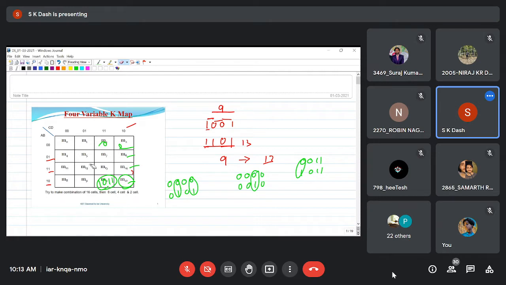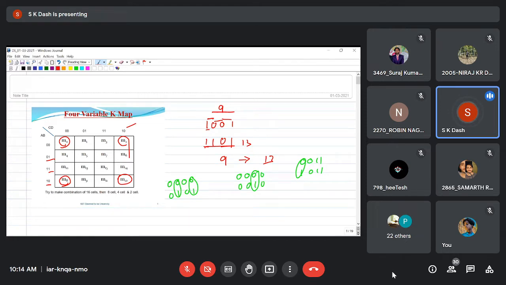Now, one second. Now, this one is adjacent to this. This one is adjacent to this. This one is adjacent to this. Okay. So, four corners of this K-map, they are adjacent to each other. So, they can form a quad because 0 is adjacent to 2, 2 is adjacent to 10, 10 is adjacent to 8, 8 is adjacent to 0. So, all are adjacent to each other. So, they can form a quad.